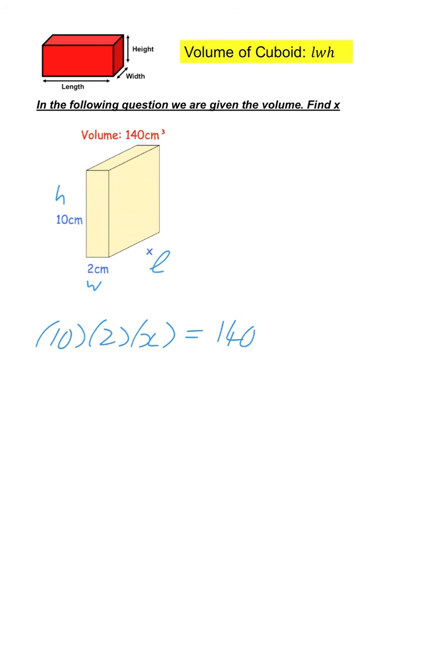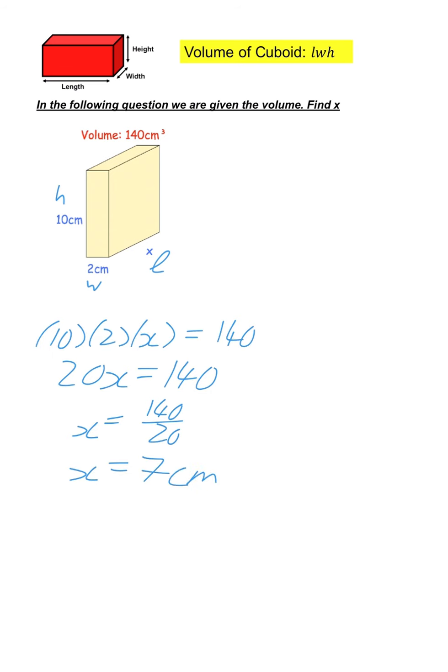Okay, so multiplying this, 10 by 2 is 20, then times x will be 20x, equal to 140. So solving for x then, divide by the number in front of x, so x equals 140 over 20, so x equals 7, and it's 7 centimeters.